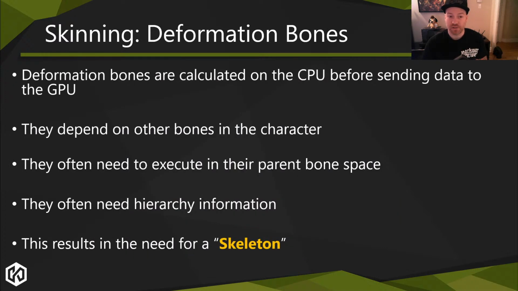So these deformation bones are generally calculated on the CPU in advance. They have dependencies on other bones in the character. They often need to work in various spaces, and I'll come back to the coordinate spaces later, but they generally need to work in one of many spaces. Sometimes they need to be done in their parent bone space. Sometimes they need to be done in what I call character space. Think of it as world space. They sometimes need hierarchy information. Is it a chain of joints or whatever else? And this is where you start needing the skeleton concept of a hierarchy, parenting, all that kind of stuff.